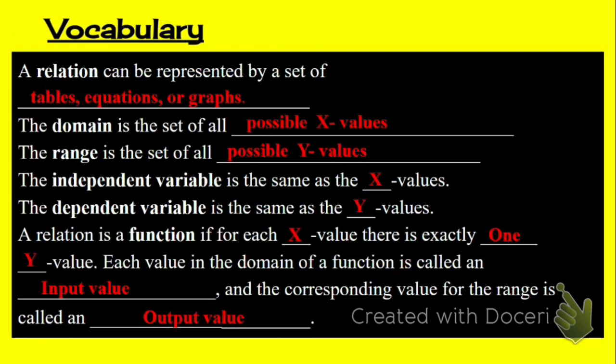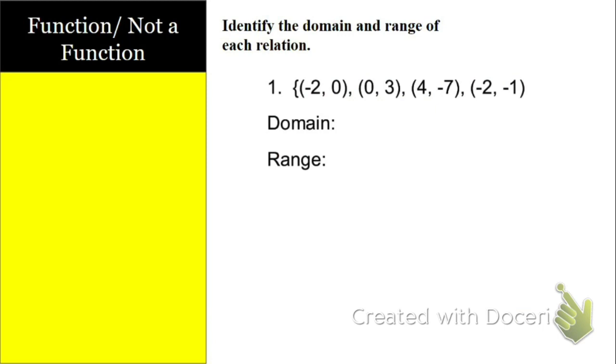Now that we have an understanding of some of our definitions, let's look at our first example. In this example, they want us to identify the domain and range of each relation. So what we just learned about domain and range was that my domain is my x values and the range is my y values. So when they want me to identify, they really just want me to list them out.